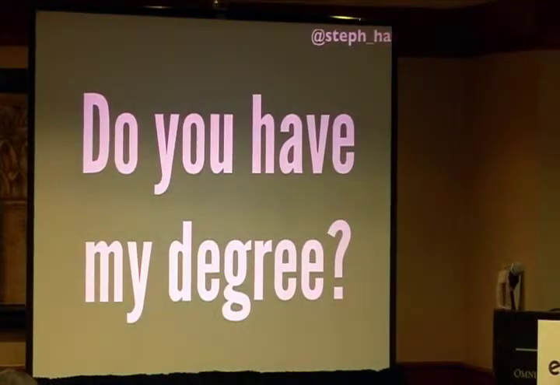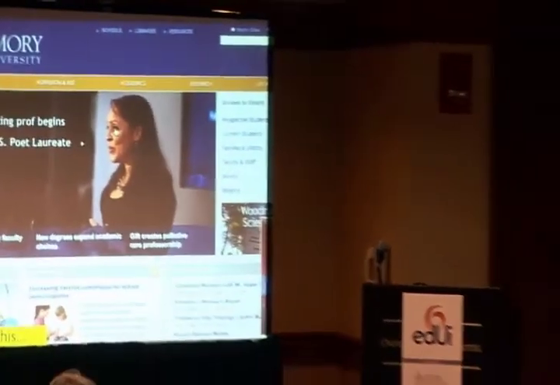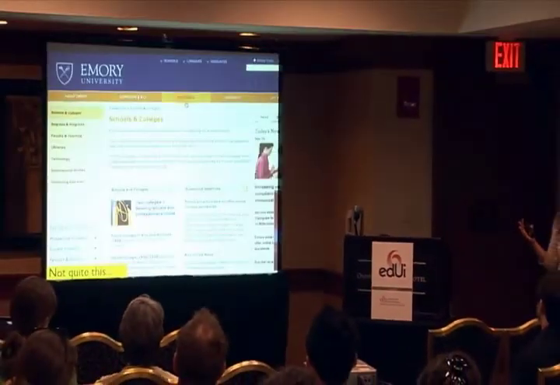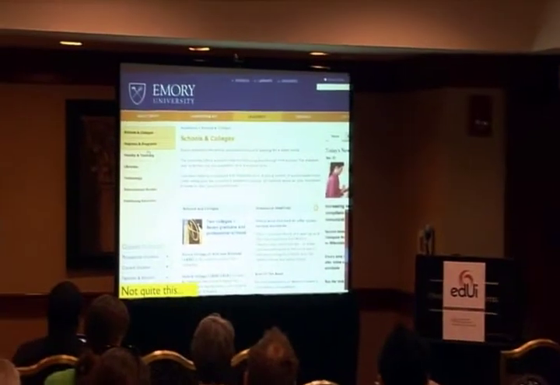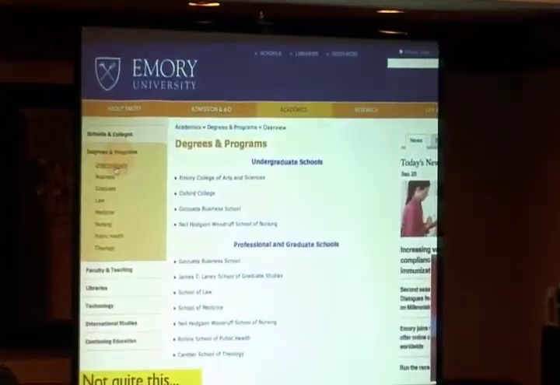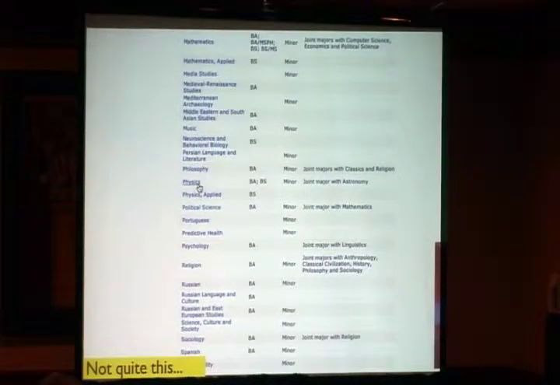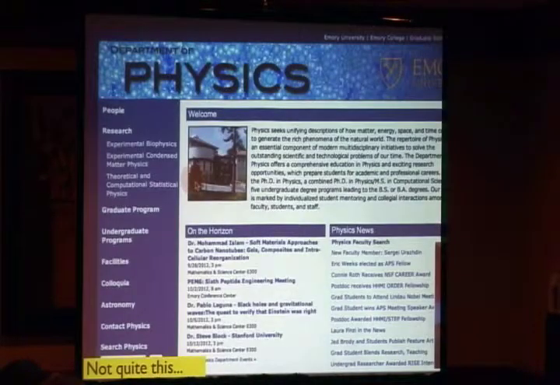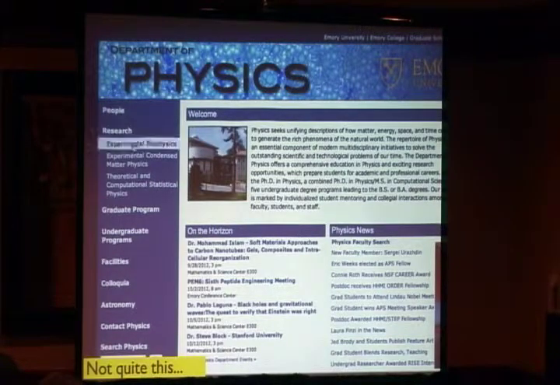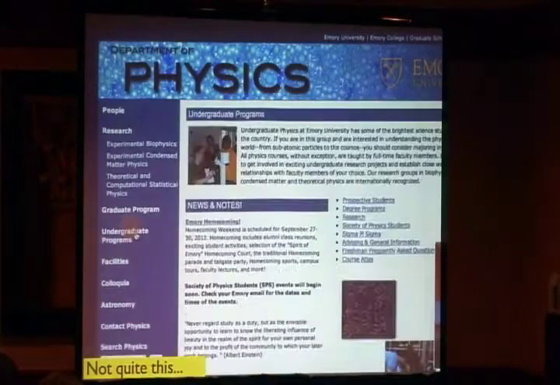Do you have my degree? Emory does a great job with this. They're academics. I see degrees and programs. It's the second thing down there. I can then filter by undergraduate. I can then scroll. Even though they're organized by department, it's all still alphabetized in a way that I can easily find physics. But then you'll see that now I found physics, but now I'm on the physics department site. Now where do I find out about the physics undergraduate program? Well, it's a completely different navigation.